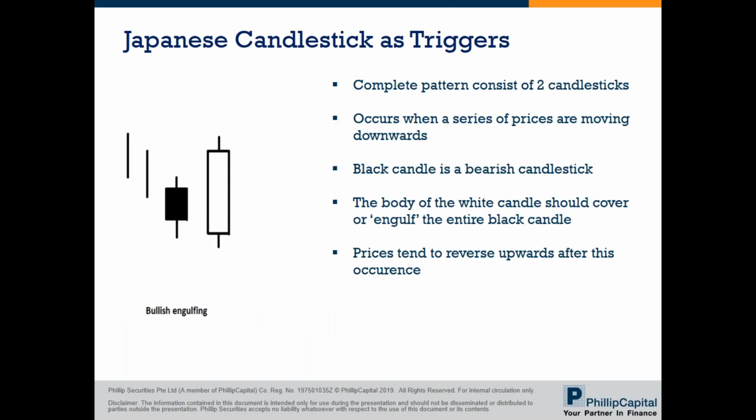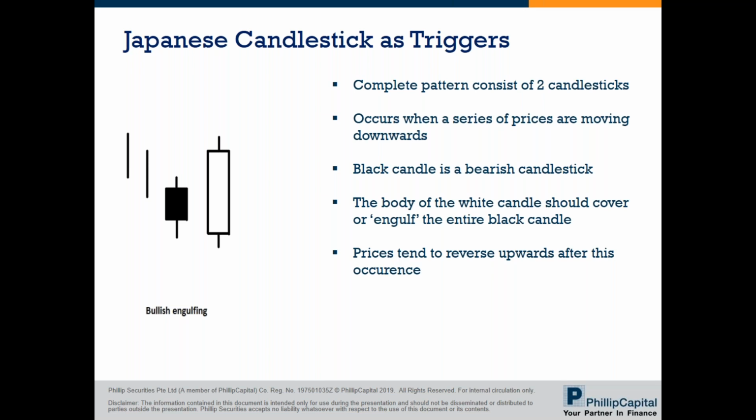Right, next pattern would be the bullish engulfing. So there are certain prerequisites when it comes to recognizing different candlestick patterns. This complete pattern consists of two candlesticks. It occurs when prices are in a series of downward trend. Right, as prices are moving downward, you view this pattern, and when you identify this pattern, it tells you that price usually would be moving upwards.